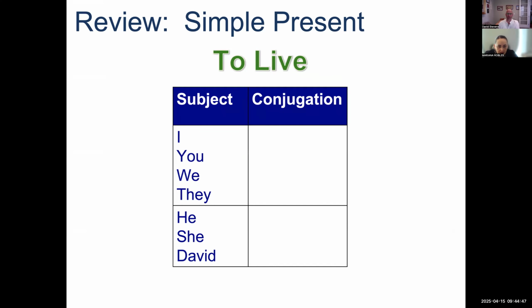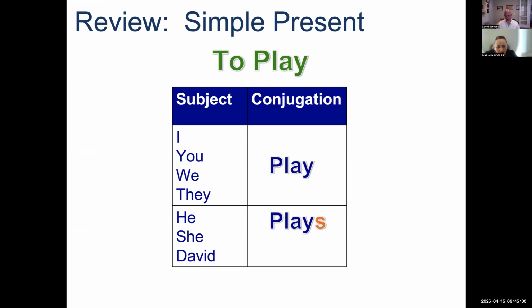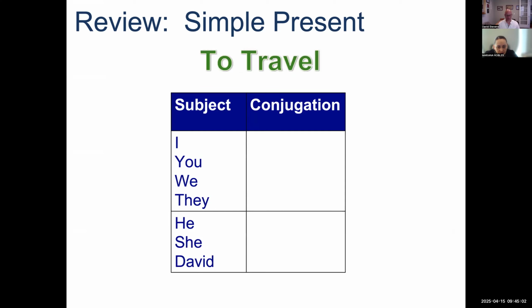To live. I live, you live, we live, they live. He lives, she lives, David lives. To play. I play, you play, we play, they play. He plays, she plays, David plays. To travel. I travel, you travel, we travel, they travel. He travels, she travels, David travels.